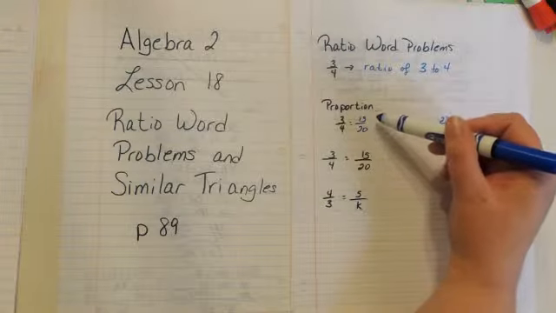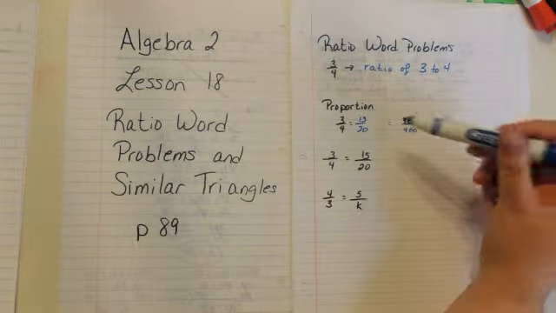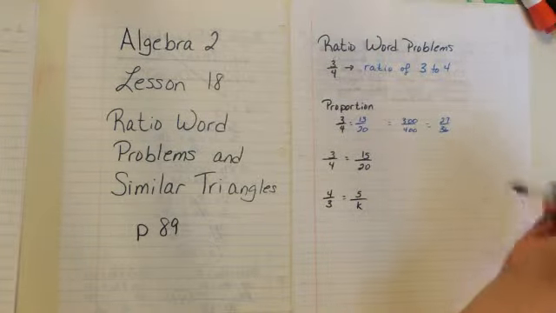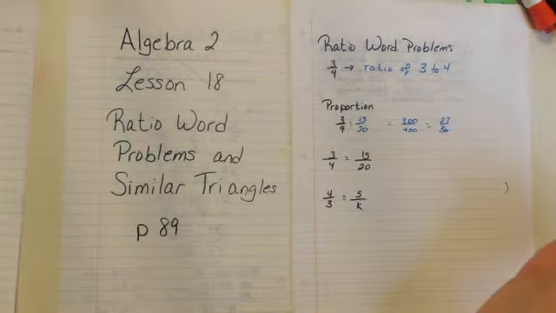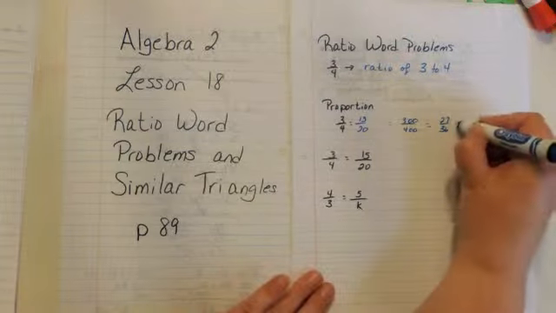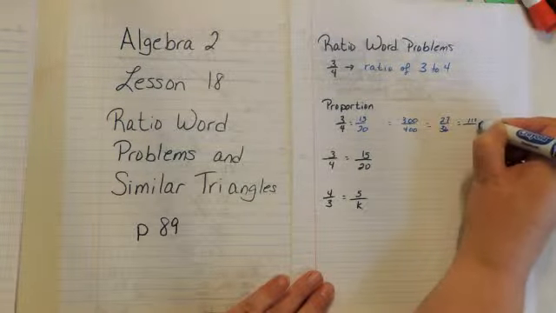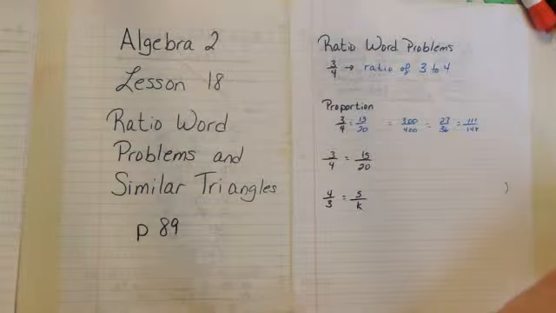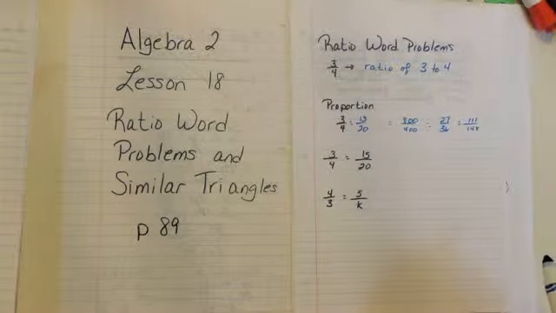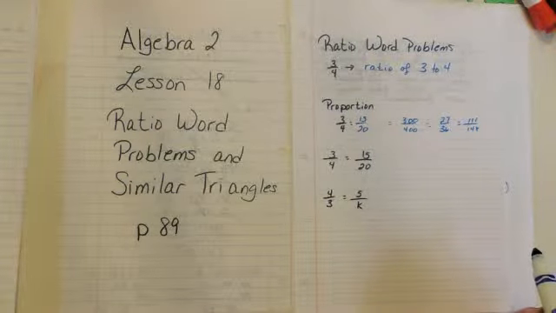3:4 as 15:20. 3:4 as 300:400. 3:4 as 27:36. Okay, we could keep going. 3:4 as 111:148. They're proportional. We can show that proportions are equal by cross multiplying.